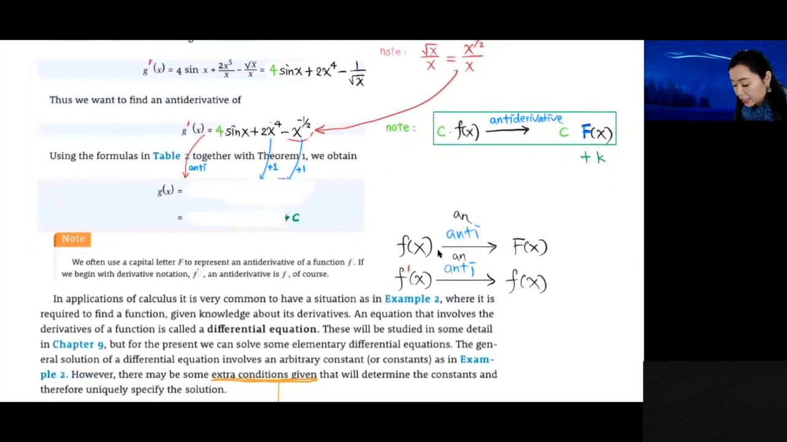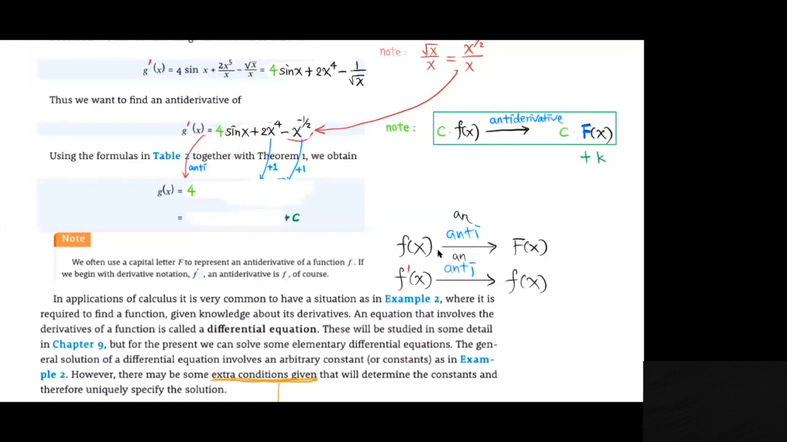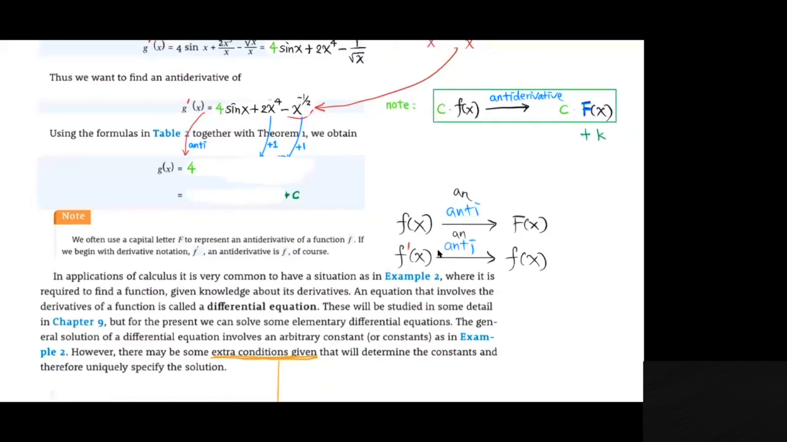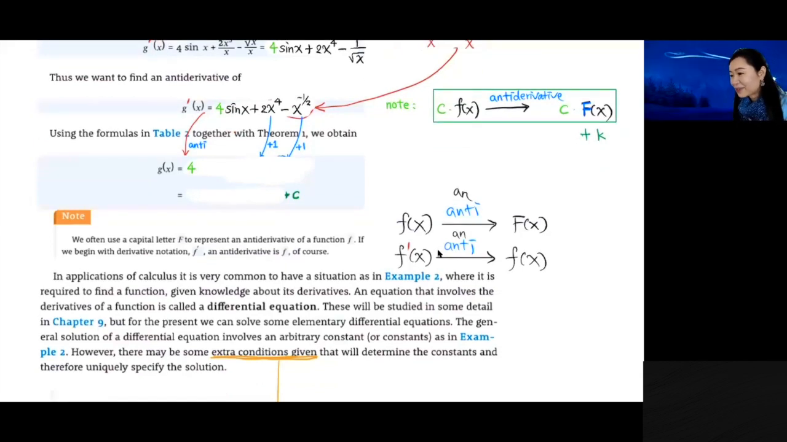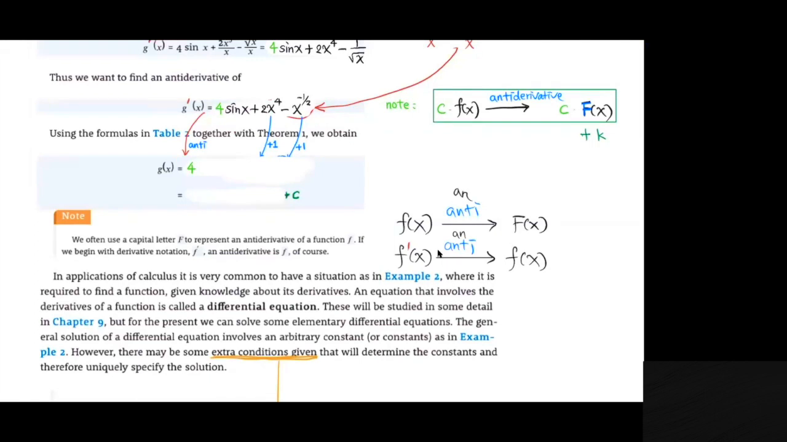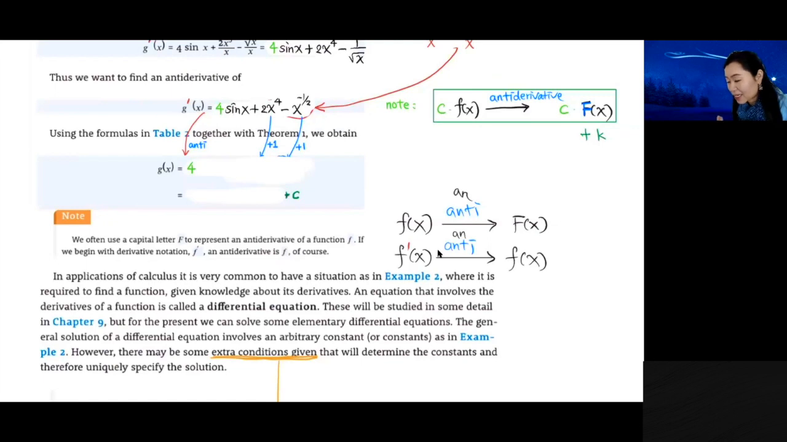Now we find the antiderivative. This 4 here is a constant multiple, so you have this 4 right here. Antiderivative of sin x is what? Cosine x? Think about the sign. When you differentiate cosine x, you have a negative sine x, right? But this one doesn't have a negative sign, so we have to put negative cosine x right here. So it is negative cosine x. Okay, done with that one.